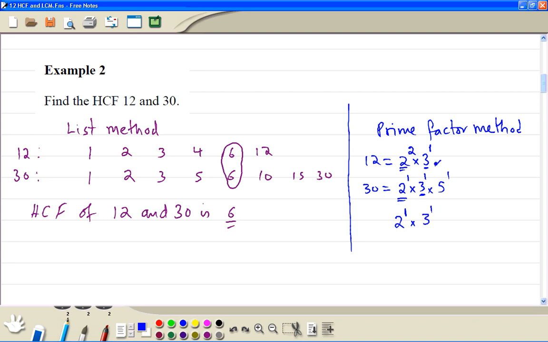Now 5, we don't have a 5 but we can have 5 to the power 0, which is 1. If you look for the lowest power, the lowest power will be 5 to the power 0. You don't have to do this if you know what you're doing, but this is how the method works. So basically the answer is 6. So therefore highest common factor of 12 and 30 is 6.